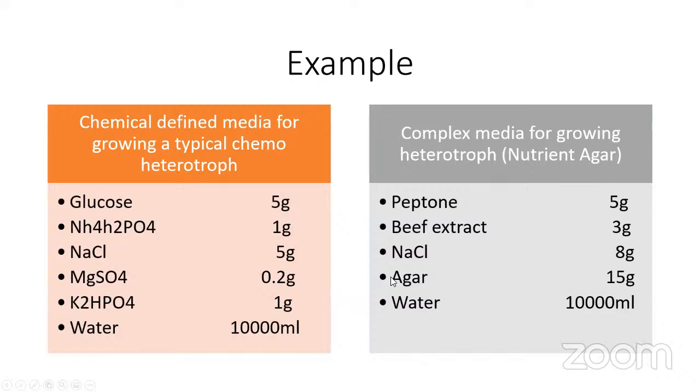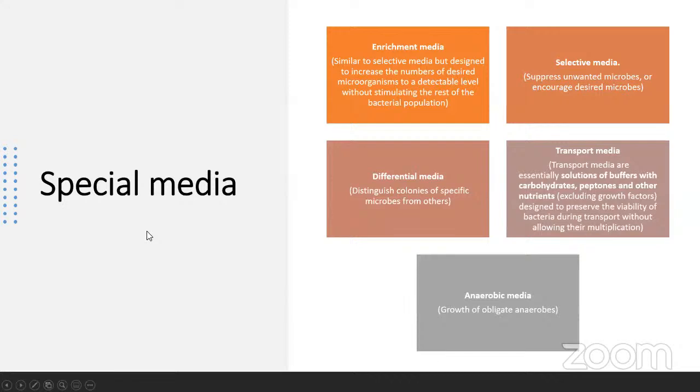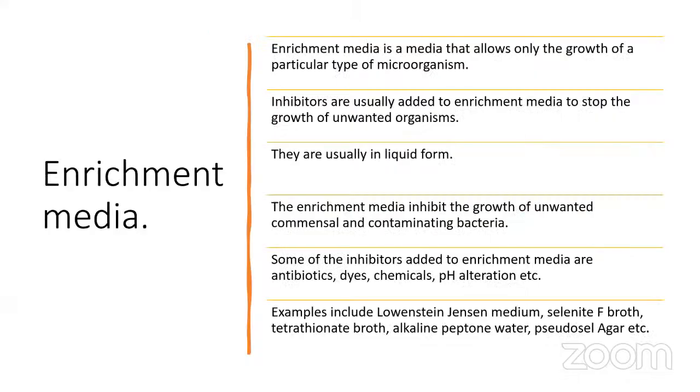Apart from these two types of defined and undefined medium, we also have special media like enrichment media, selective media, differential media, transport media, anaerobic medium. These different media allow us to facilitate the growth of organisms in a particular manner, in a particular condition. If I'm looking at enrichment medium, this would allow the growth of only one particular type of organism. So you usually add inhibitors or antibiotics to the system so that you do not allow other organisms to grow. This kind of enrichment medium is very popularly used when we know our target for isolation.